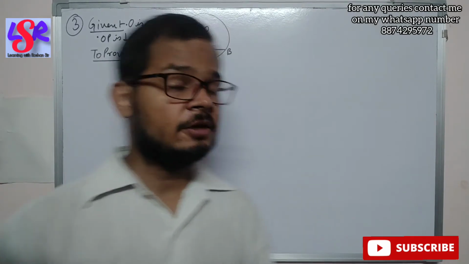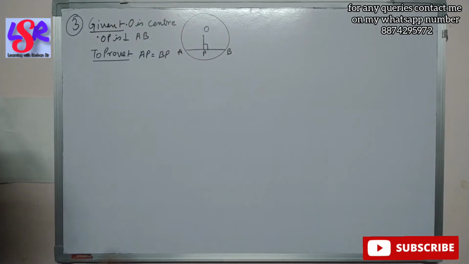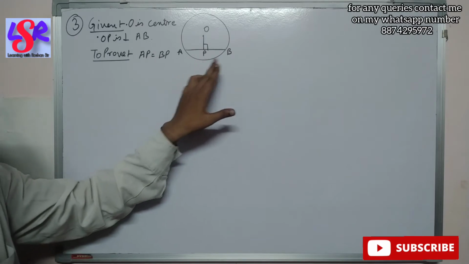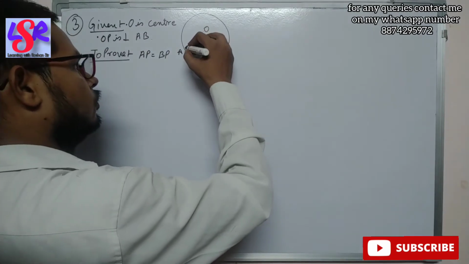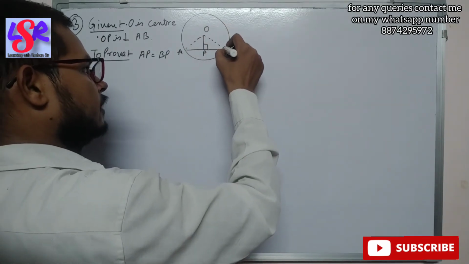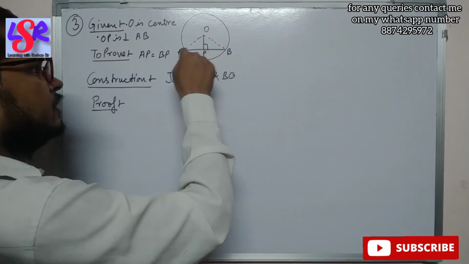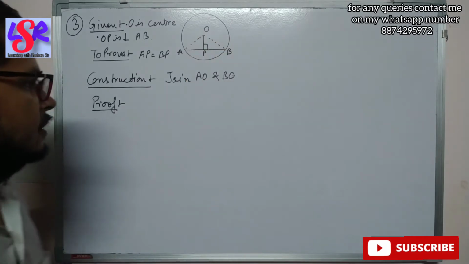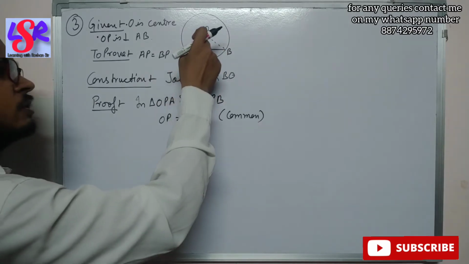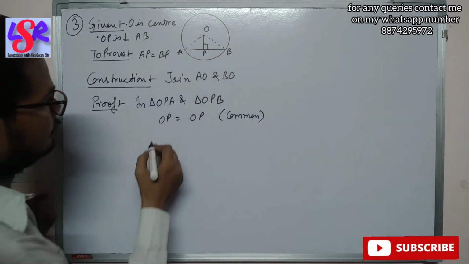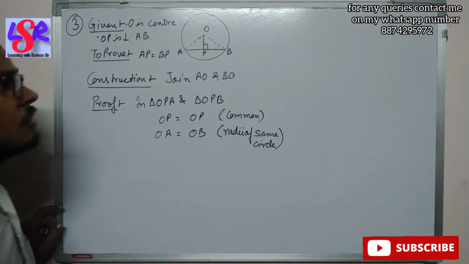Here in this question again, we have a circle with center O, and this OP is perpendicular to this chord AB. Now we have to prove that AP equals BP. So very first of all, we are going to join A to O and O to B by construction. Now after that in the proof, we are going to prove triangle OPA is congruent to triangle OPB. So in triangles OPA and OPB, OP is common. OA equals OB as the radii of the same circle. Then angle OPA equals angle OPB as it is 90 degrees.